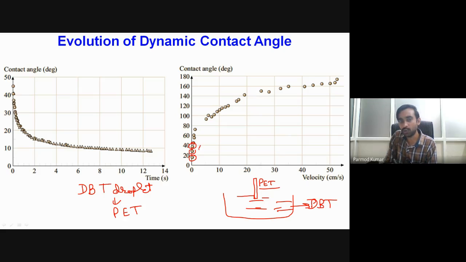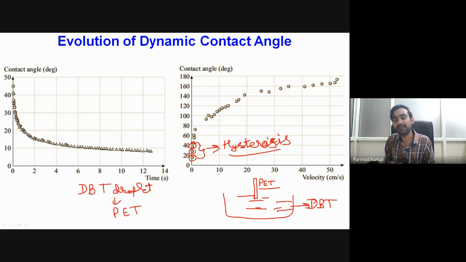These different values are coming because of the hysteresis of the contact angle. Okay, so these are coming because of hysteresis, and then after that, when we have sufficiently large contact line velocities, our contact angle increases upon increase of the velocity of the contact line.